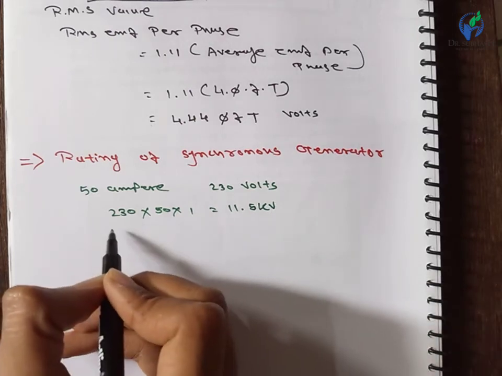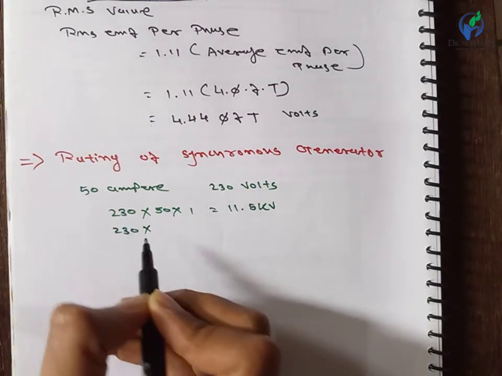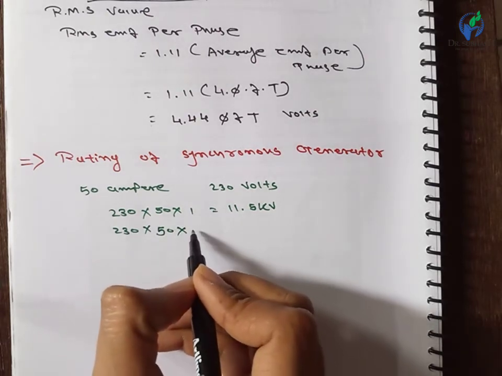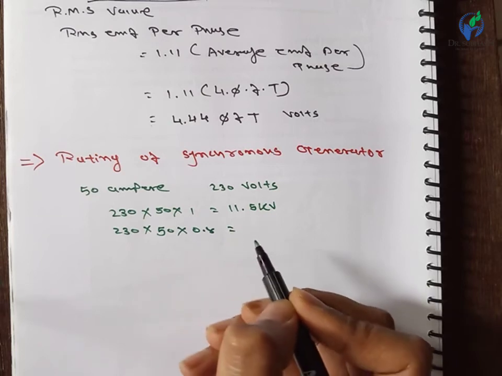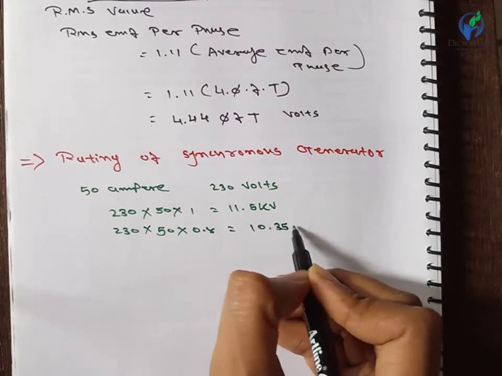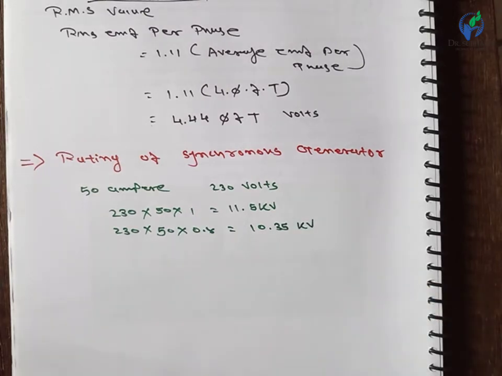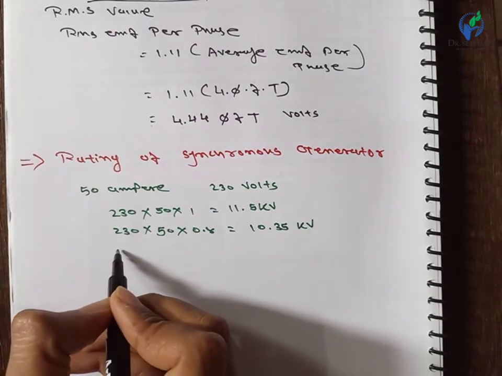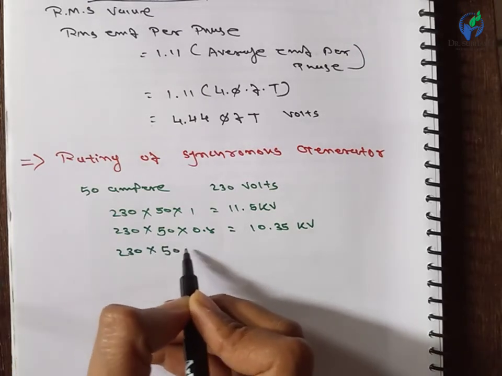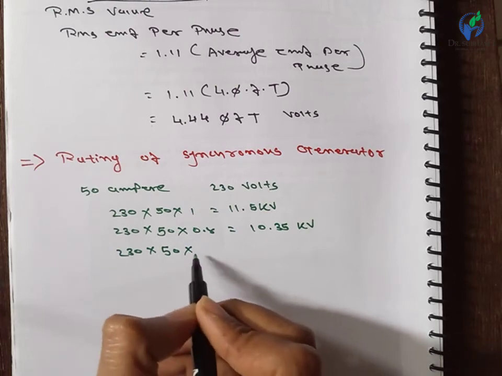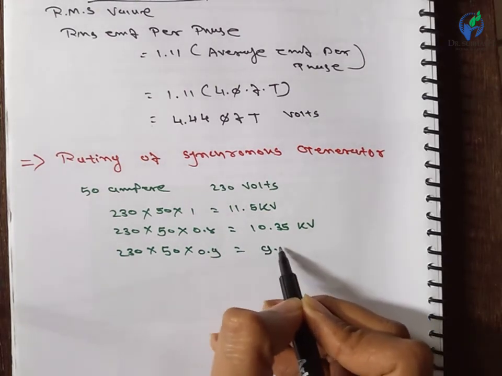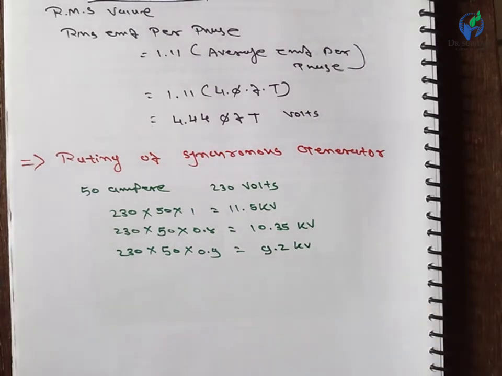When it is 230 cross 50 into 0.8 power factor lagging, we can write 10.35 kilowatt. When the voltage is 230 volt, the frequency is 50 hertz and the power factor is 0.9 lagging, there is a 9.2 kW output.